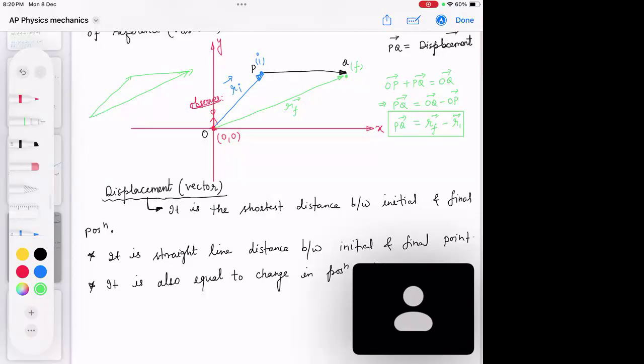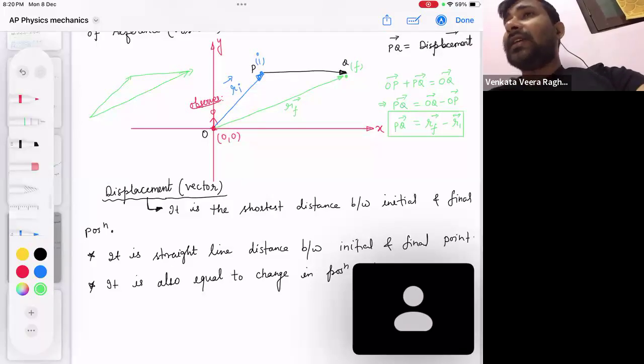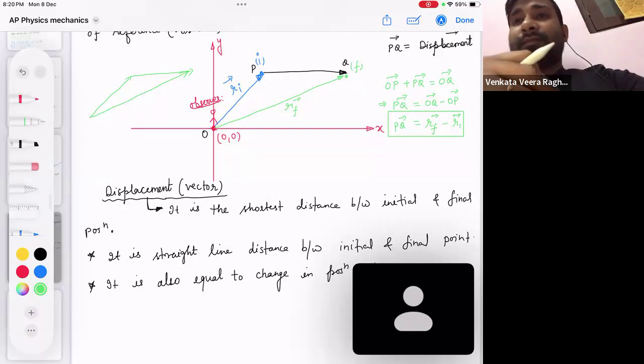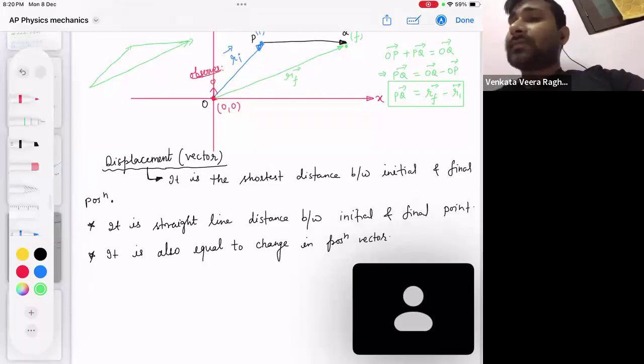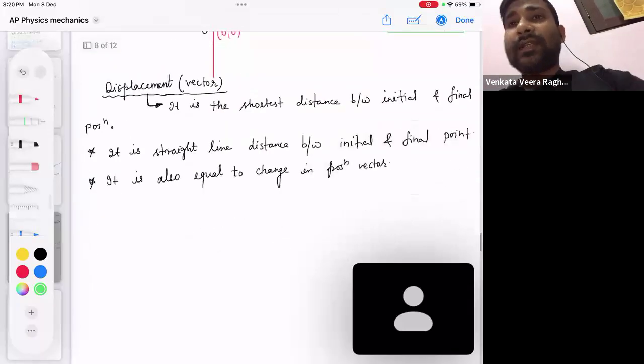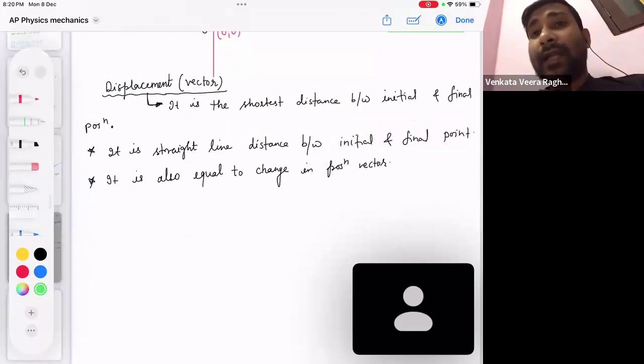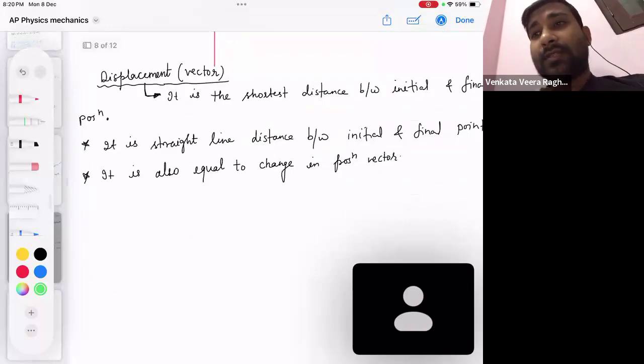Because displacement is a path independent quantity. Yes, because the moment I call it displacement, that means I am going to calculate the straight line. I may have followed any different path, but my displacement is always going to be the straight line distance between the initial and final position. Is that clear? So that is about the displacement.